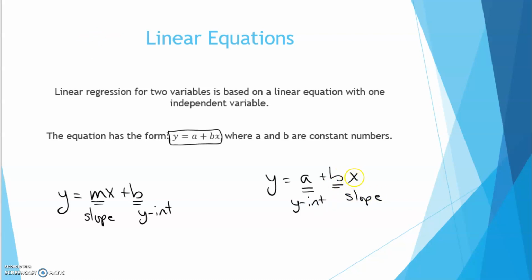Whatever number is in front of your x, that's going to be your slope. Whatever number is by itself, that's your y-intercept. Okay, so your a and your b are just going to be numbers. So you've got two variables on your linear equation with one independent variable. Okay, so if y'all remember, if we looked at college algebra, we said that y was always the dependent variable and x was always the independent variable.